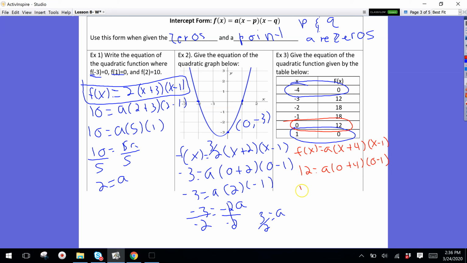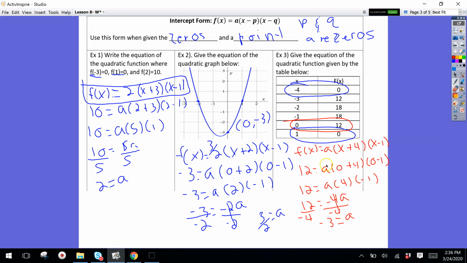So in this case, we're going to have 12 is equal to a times 4 times negative 1. So we have negative 4a equals 12. And then divide by negative 4. And so we get negative 3 is equal to a. So we can go ahead and plug that back in here. So I'm just going to grab my eraser, just get rid of that. And so we have negative 3 parentheses x plus 4 parentheses x minus 1. So that would be the intercept form equation.